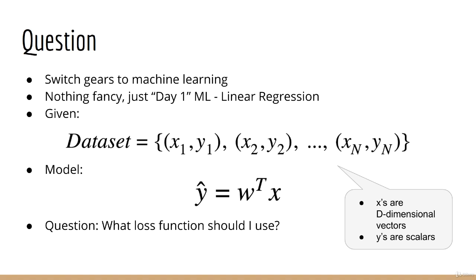So suppose I'm given a set of data points, x1, y1, x2, y2, all the way up to xn, yn. In this case, we can say that the x's are d-dimensional vectors and the y's are scalars. As you know, the basic linear regression model is y hat equals w transpose x, where y hat is the model's prediction for y given x, and w is a d-dimensional vector of model parameters. The question is, in a linear regression, what loss function should I use to adjust w so that the y hats are close to the y's in the dataset?